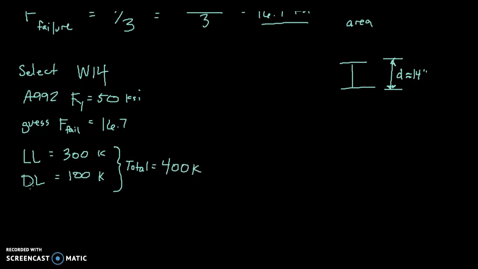We did look at a beam design problem or beam analysis problem where we had the dead load and live load separated out, and that was because we had to control for live load deflection. We don't really need to worry about that with columns, so the fact that they're separated out really doesn't matter. We've got a total load of 400 kips on our column.